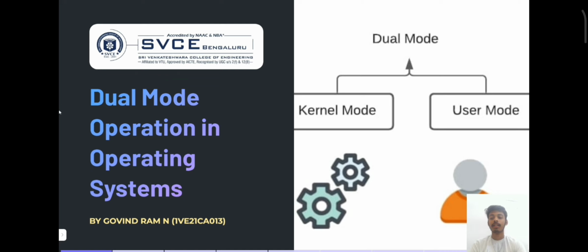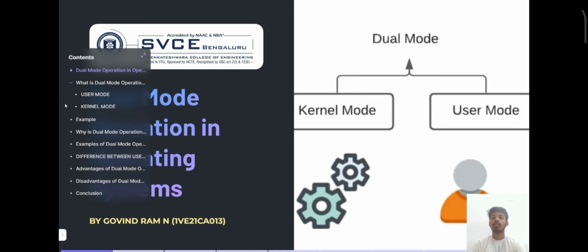Let us see the contents. So in this presentation, we'll be learning about dual mode operation in operating system, what is dual mode operation and its types of modes and a basic example, and we'll be learning about why is dual mode operation necessary and examples of dual mode operations, and we'll be studying the differences between the modes, and we'll be dealing with advantages and disadvantages, and finally the conclusion part.